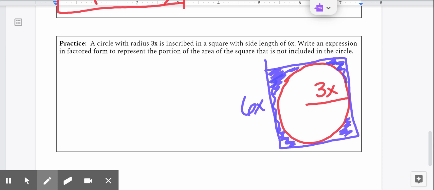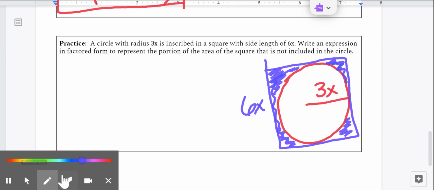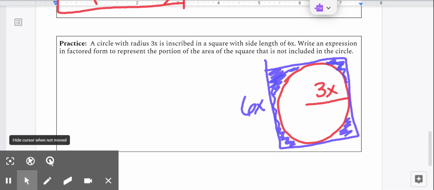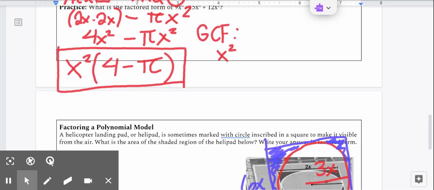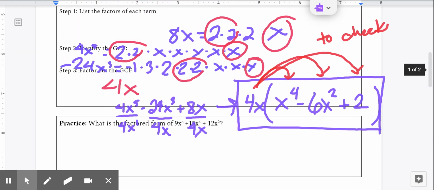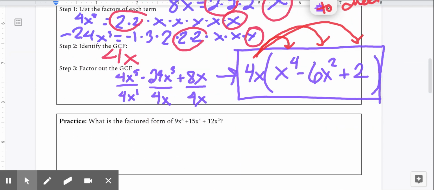So right now, you go ahead and try this problem, and if you have not already, go back and try that problem that we just had up here, this other practice problem. If you haven't done that yet, go back and try those 2 practice problems, and that's all you've got for this video.